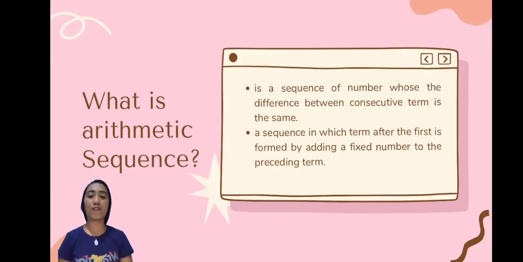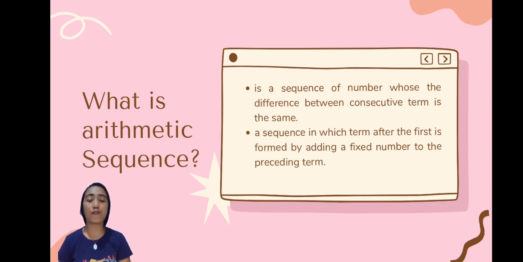So now let's define first what is arithmetic sequence. So arithmetic sequence is a sequence of numbers where the difference between consecutive terms is the same. Also, arithmetic sequence is a sequence in which each term after the first is formed by adding a fixed number to the preceding term. So if the third term subtract to the second term, and then the second term subtract to the first term, the result is the same.